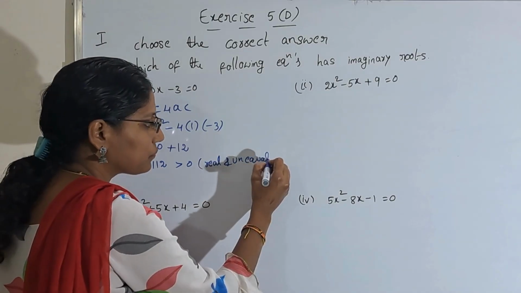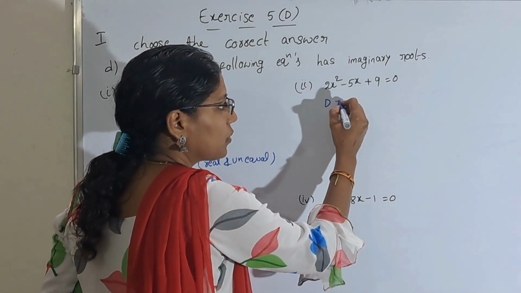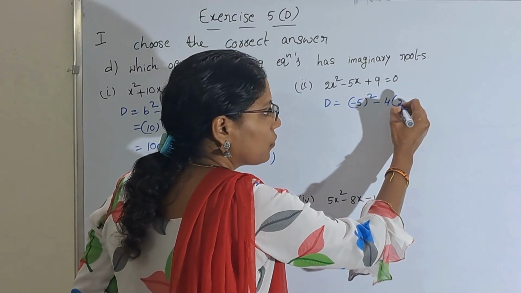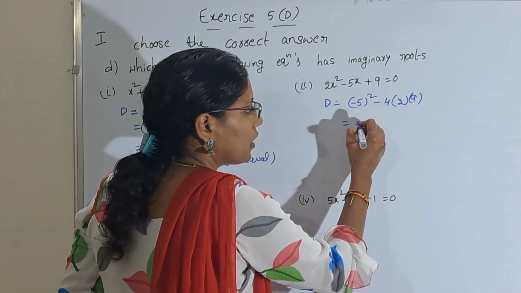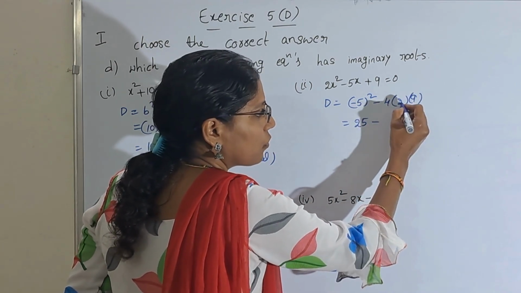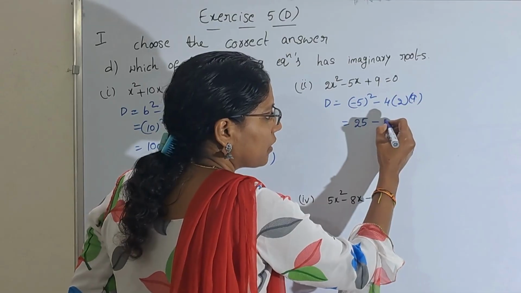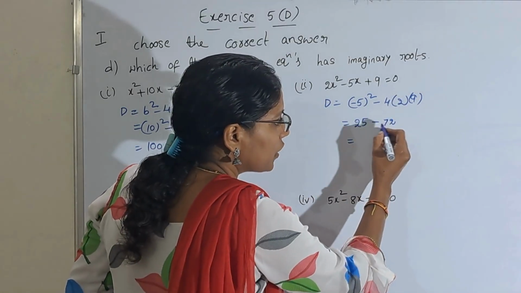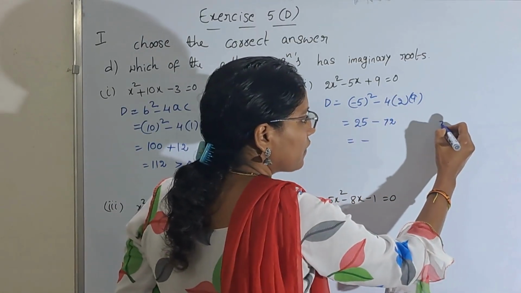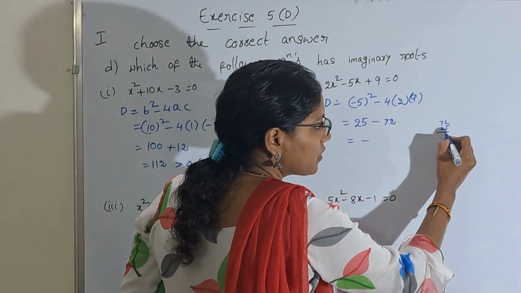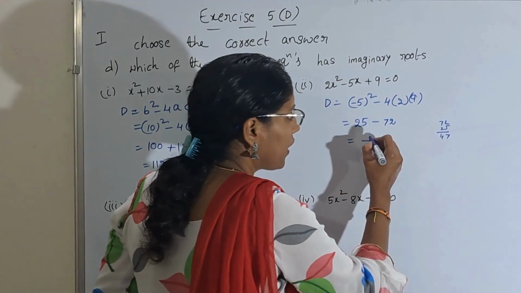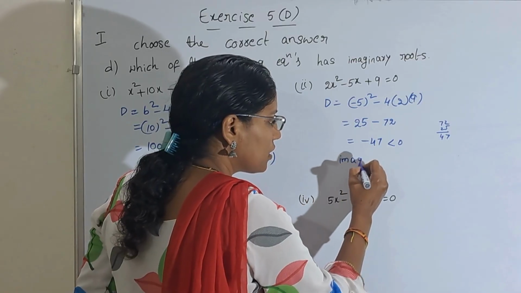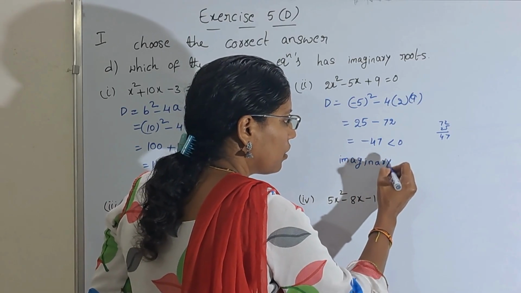Next, d is equal to b square: minus 5 whole square minus 4 into 2 into 9. Here 25 minus 4 twos are 8, 8 nines are 72. Here a minus value it will come: 25 minus 72 is minus 47. Imaginary roots.